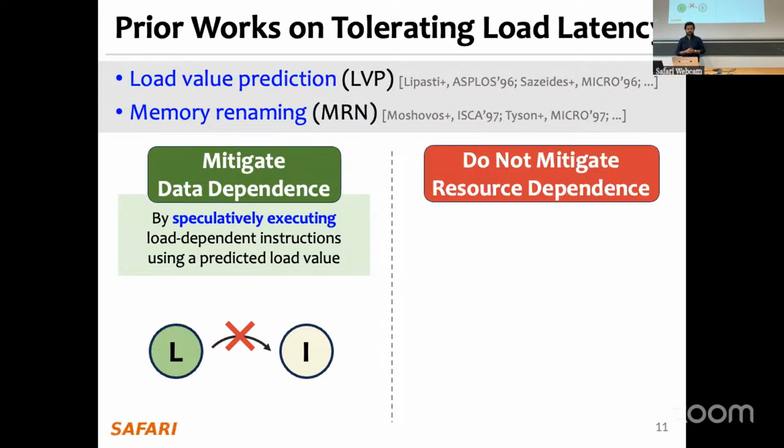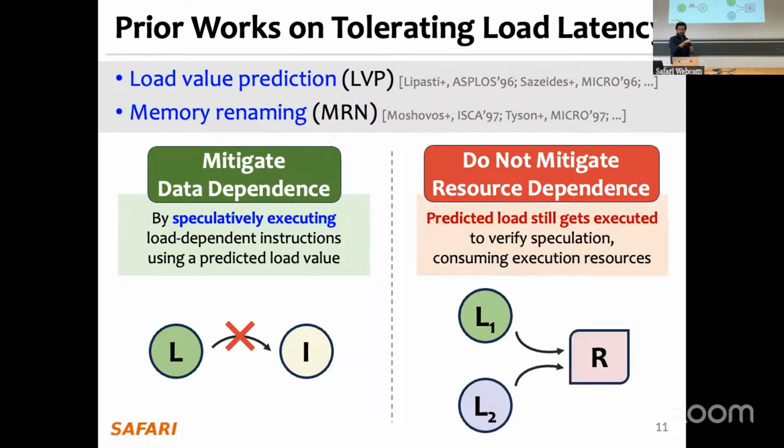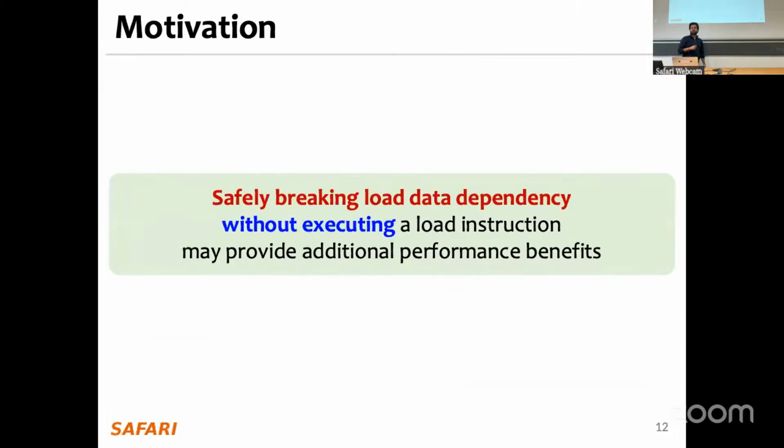But they do not mitigate the resource dependence, because these predicted loads still need to be executed to verify the speculation, thus consuming the hardware resources that they were consuming in the baseline anyway. So the goal of this work was: can we safely break the load data dependency without even executing a load?